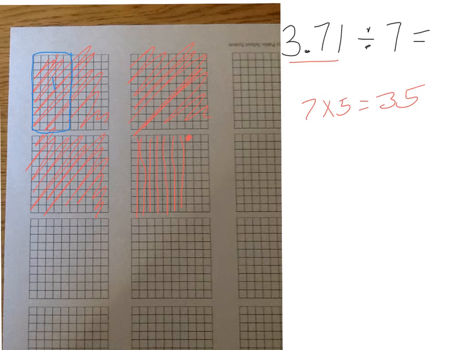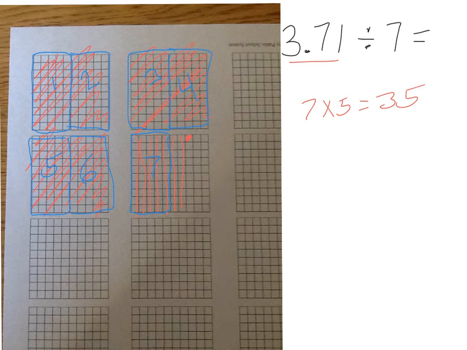That's 1 group. That's 2 groups. 3 groups. 4 groups. 5 groups. 6 groups. 7 groups. So now that I have those 7 groups, I still have a remainder. So I have 21 hundredths.